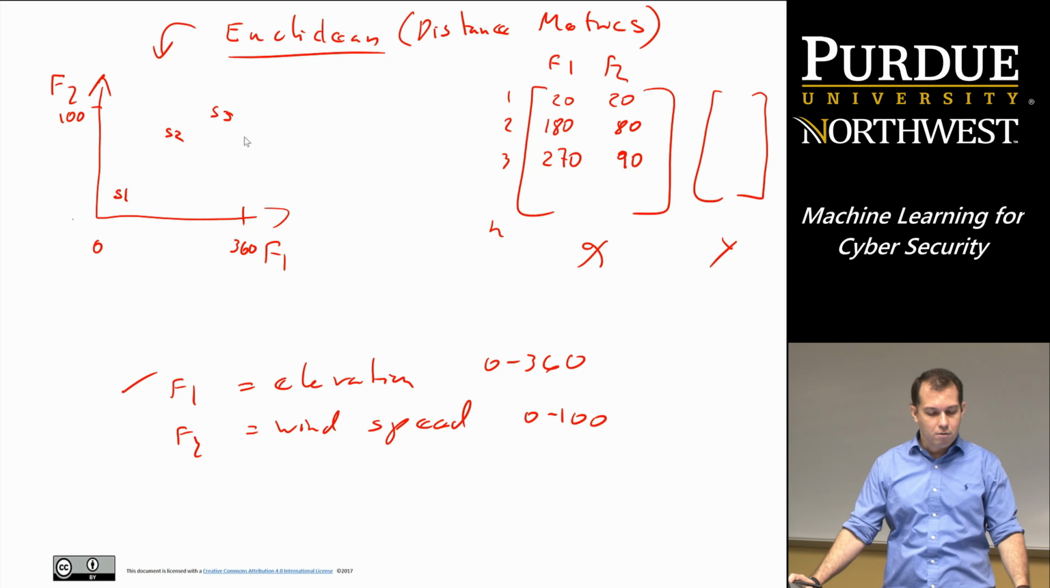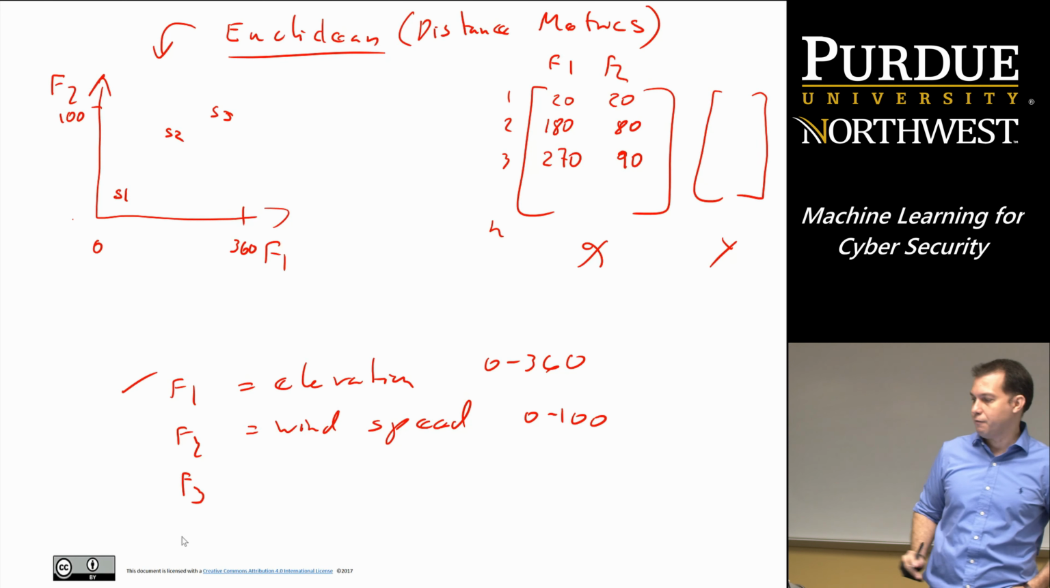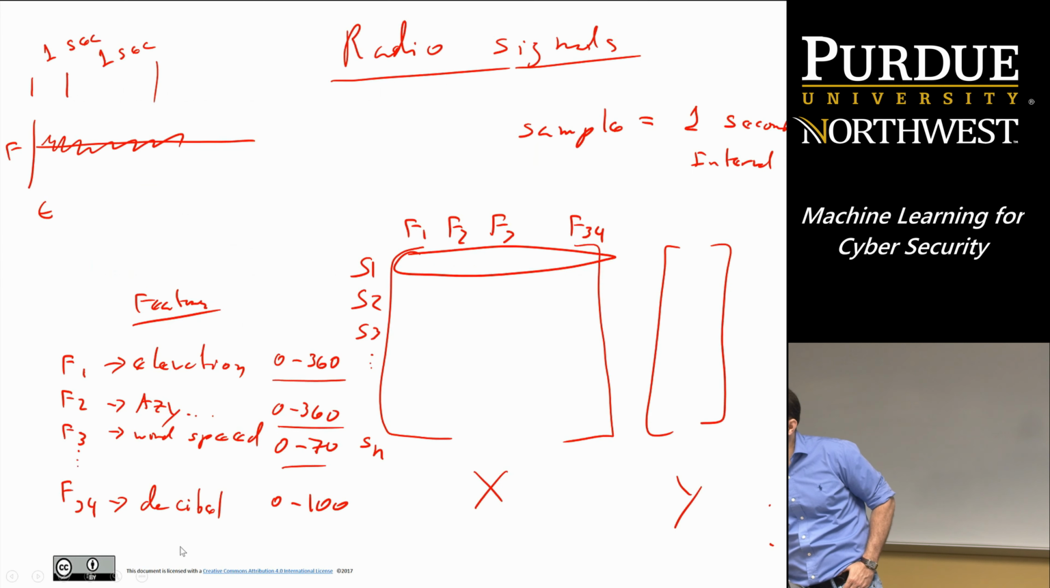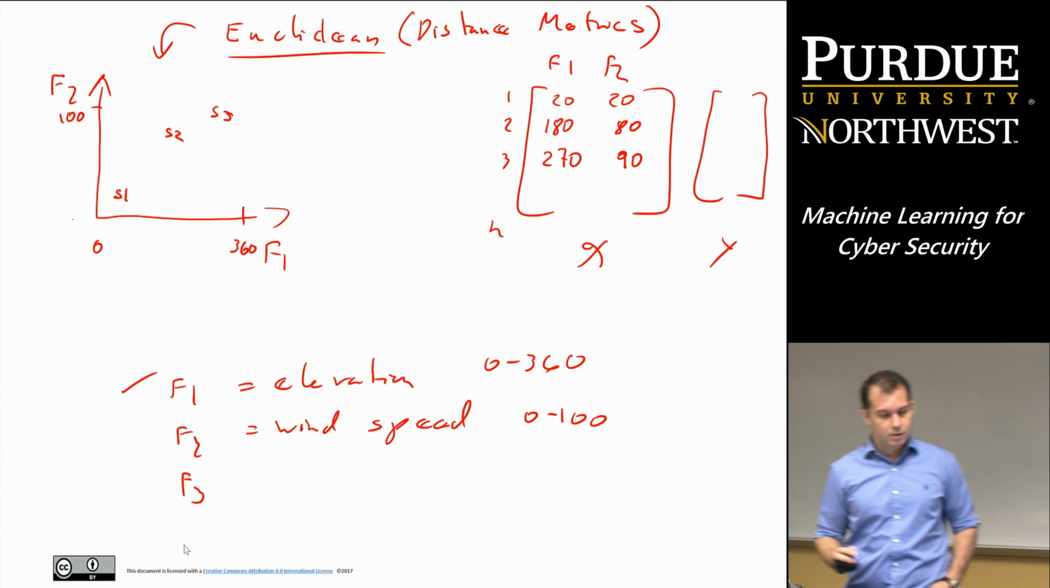All right, so that's all great, but what happens if I have 3 features? So decibel, I think it was one of 0 to... decibel.